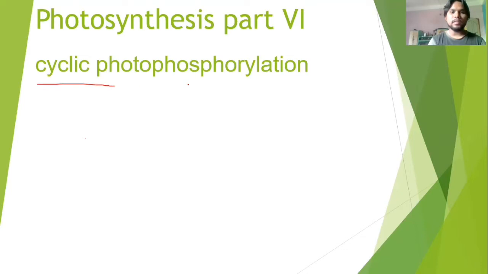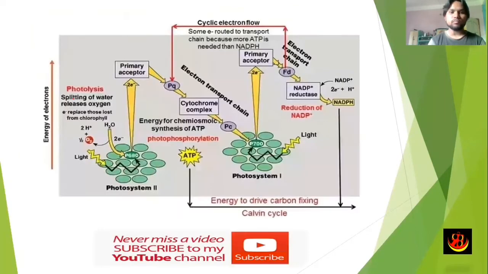So, the cyclic photophosphorylation pathway. Phosphorylation means the production of ATP by adding one inorganic phosphate to ADP. Okay, and why photo? Because light energy is helping this photophosphorylation pathway. So together it's called photophosphorylation. And why cyclic? We will see now.